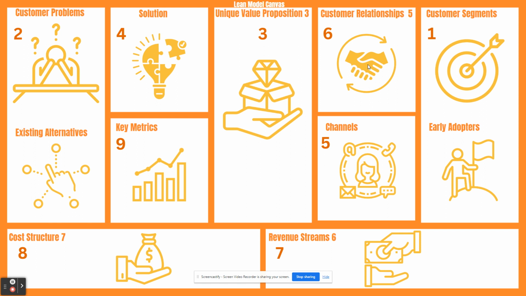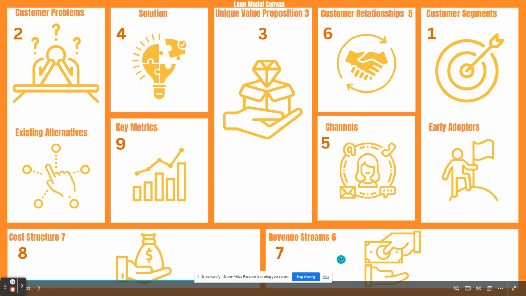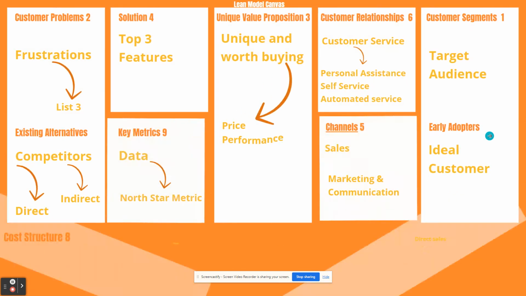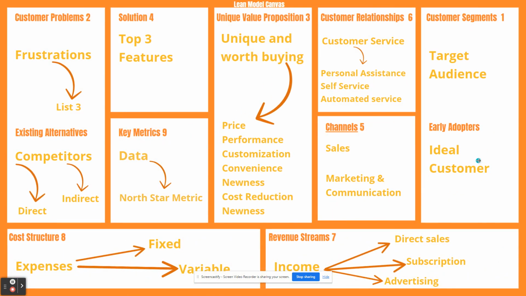And what's the expectation upon the customer and upon us as the business? Revenue streams, those are the income again, cost structure, that's our expenses, and key metrics, the most important data that we can pull that will show that we are being successful in delivering our value proposition and as a business model.